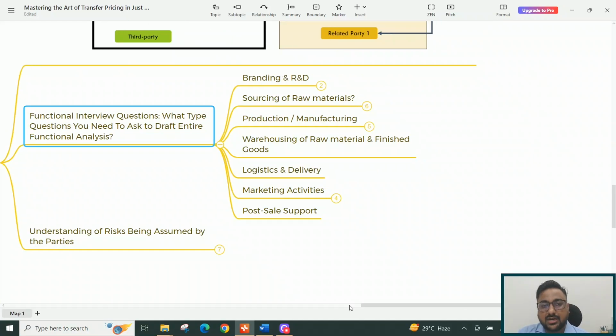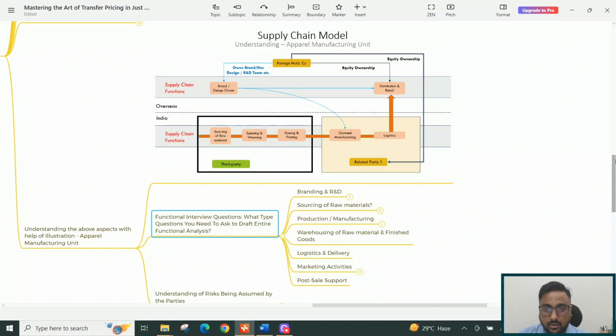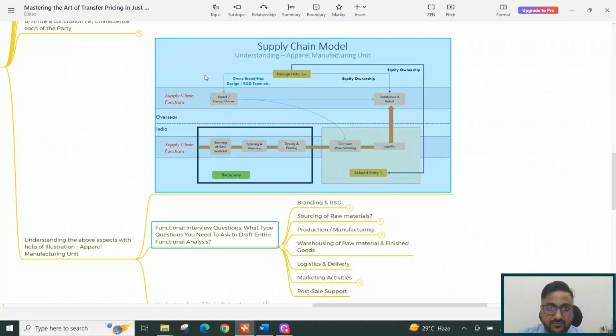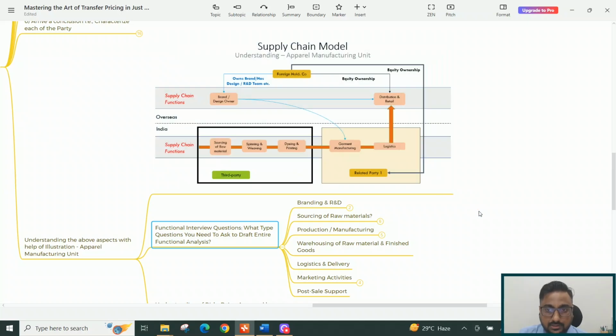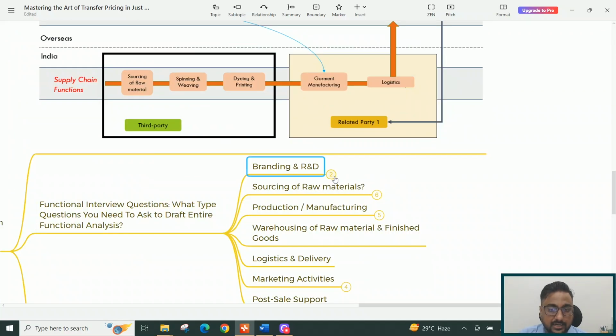But now, if generally we take the example of this apparel manufacturing unit, then logically I'll start the questions from where the first activity begins, right? Obviously first there would have been some designing of the apparel, and that is where branding would be there at first, and then after that the manufacturing gets done. So my questions will start from brand and R&D.